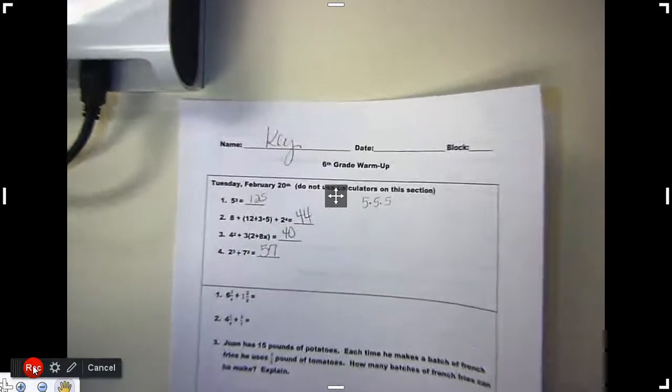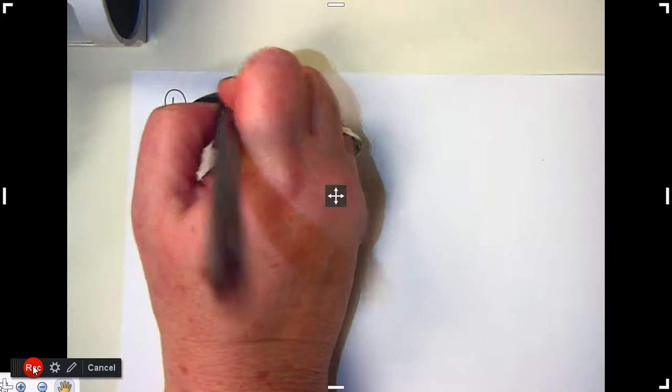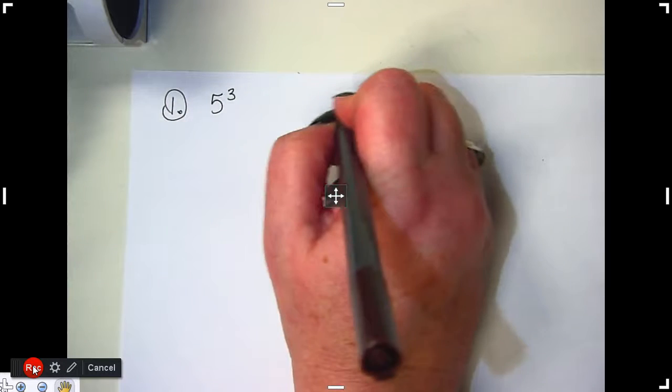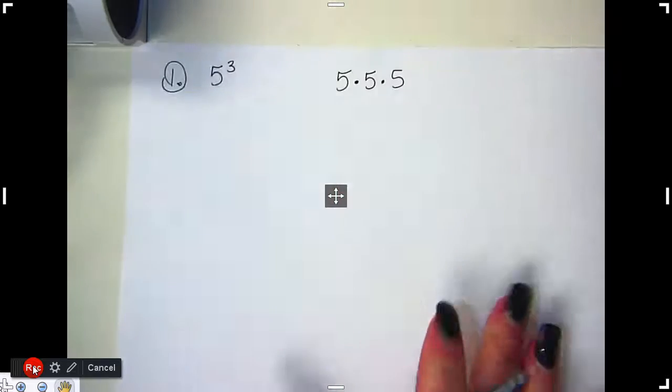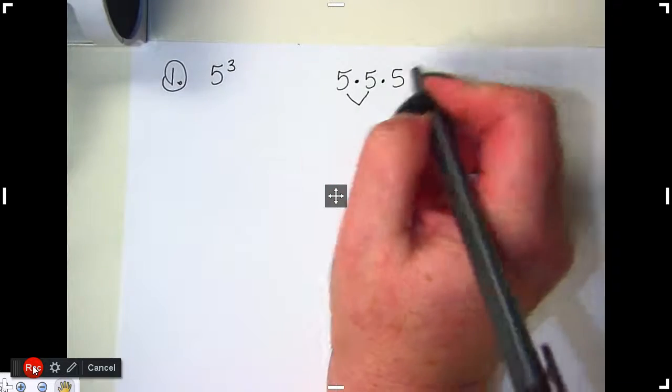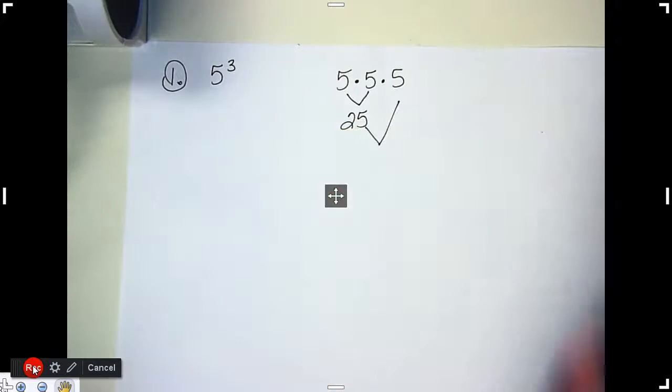All right, let's take a look at our warm-up for today. Question number 1, 5 to the third power. 5 to the third power means what? 5 times 5 times 5. And 5 times 5 is 25. And then 25 times 5.